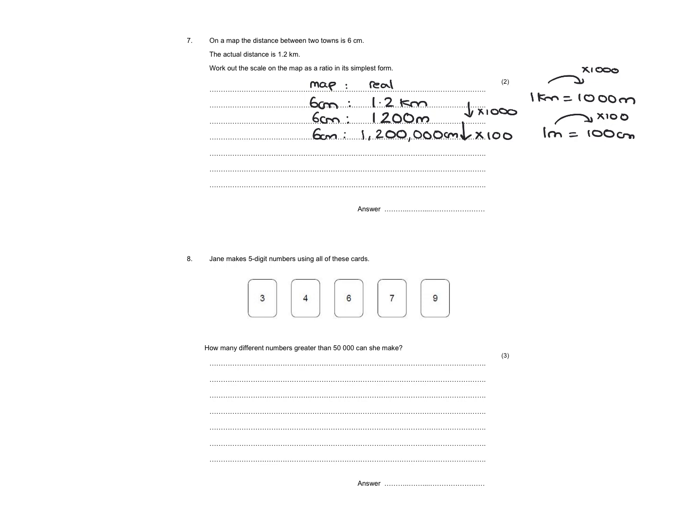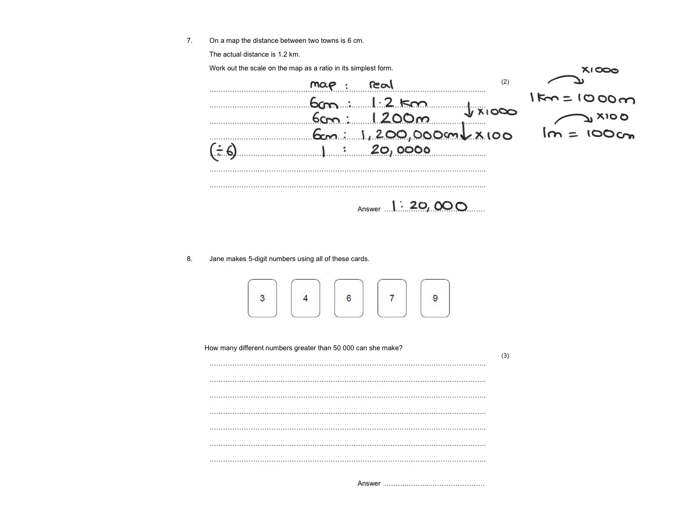It's 6 centimetres on the map to 1,200,000 centimetres in real life, but we need to convert that to its simplest form, so we need to divide by 6. So we've got 1 to 20,000, and that's the answer here. So the answer is 1 to 20,000.